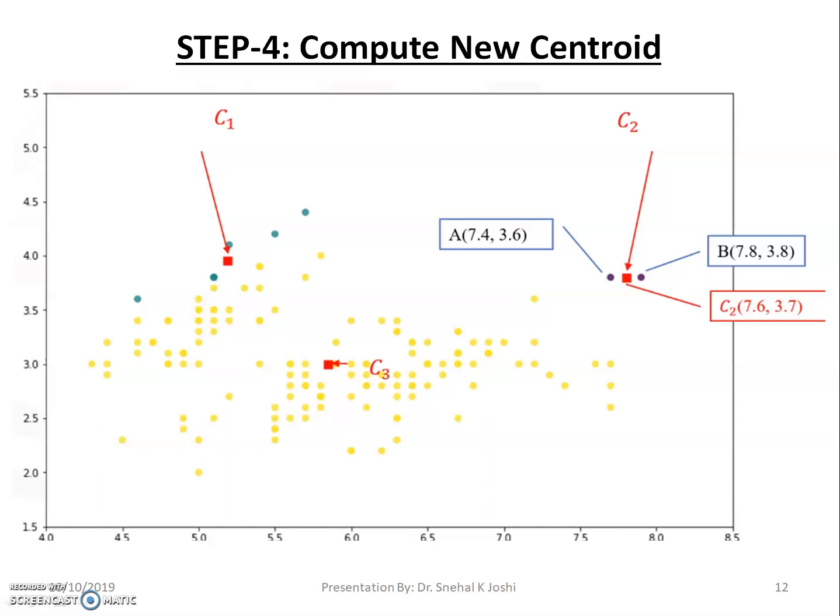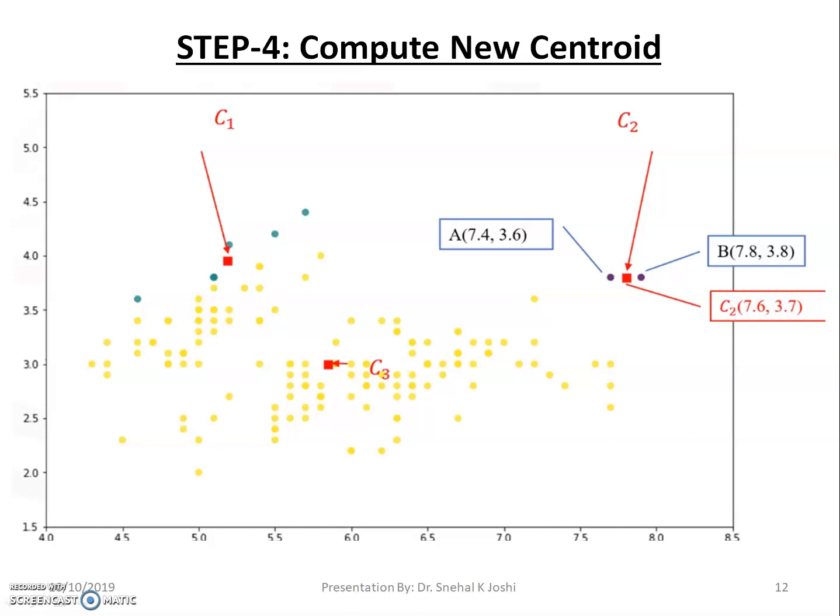Now, the fourth step is to compute new centroid. In the process to minimize the error, we calculate the mean of the data points of the cluster and shift the centroid to the new centroid. For example, we have 2 data points, A with features 7.4 and 3.6, and another point B having features 7.8 and 3.8. Then the mean is 7.6 and 3.7. Hence the centroid will be at 7.6 and 3.7.